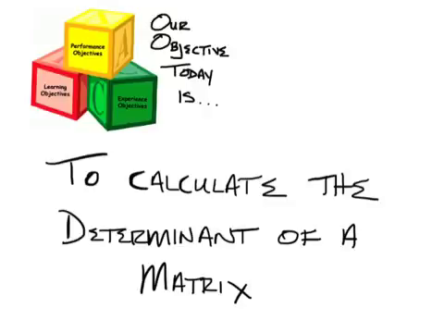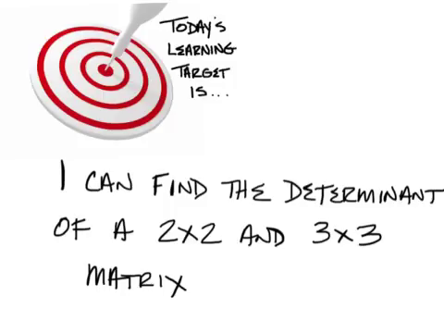The objective today is to calculate the determinant of a matrix. The learning target is you should be able to say, I can find the determinant of a 2x2 and a 3x3 matrix after today. A determinant determines whether or not the system of equations has a unique solution. If the determinant is not 0, then the system of equations has a unique solution. So these matrices are given from a system of equations.